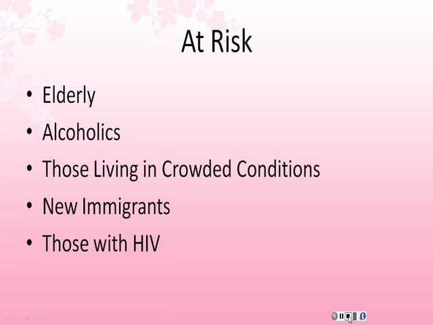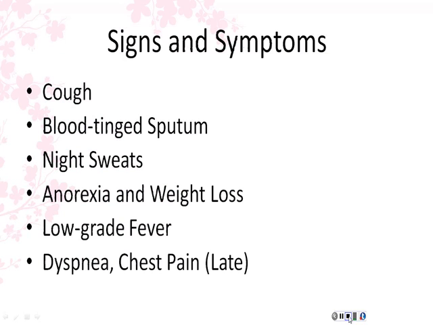So people that are at risk, those that live in crowded conditions, new immigrants, those with HIV, really anyone with an impaired immune system is at risk. Signs and symptoms, active TB is characterized with chronic productive cough. They can have blood-tinged sputum, night sweats, anorexia and weight loss, a low-grade fever, and then dyspnea and chest pain, which are actually late signs.